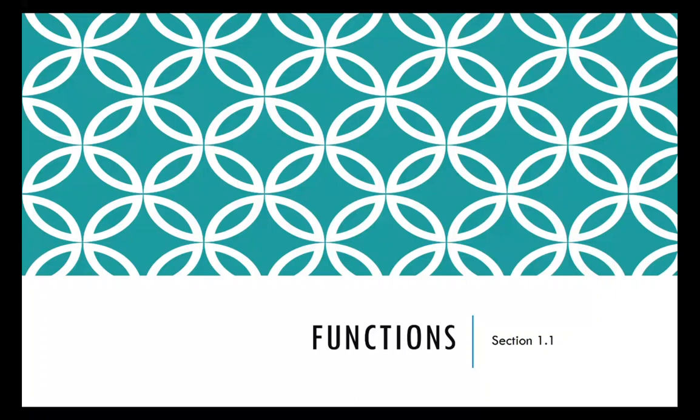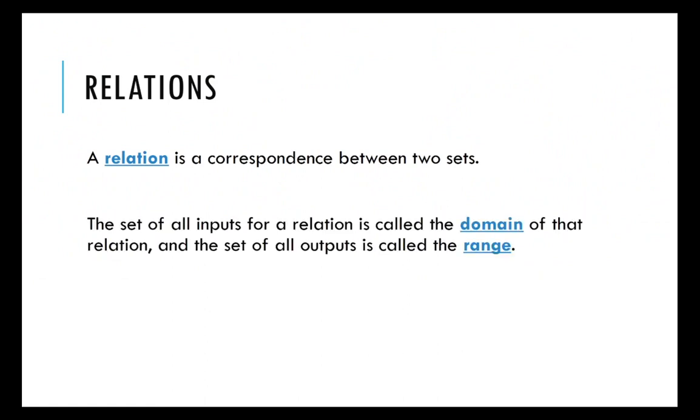Section 1.1 Functions. So first we need to define this thing called a relation. A relation is a correspondence between two sets. When we say correspondence, I just mean connected somehow. So a relation is just a connection between two things. The set of all inputs for a relation is called the domain of that relation, and the set of all outputs is called the range.